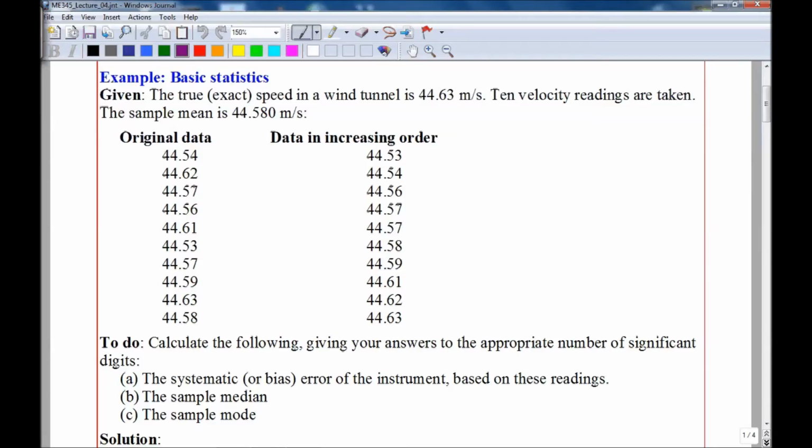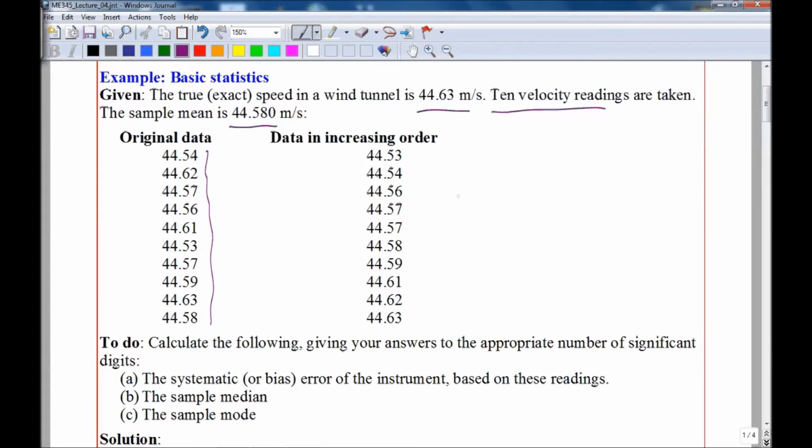Let's do a quick example with basic statistics. Let's suppose we have a wind tunnel. We're taking measurements. We take 10 velocity readings, and the sample mean that we calculate is 44.580. That's based on these 10 data points. I arranged them in increasing order, as we'll see later on in calculating the mode. This turns out to be a nice thing to do to make it easier.